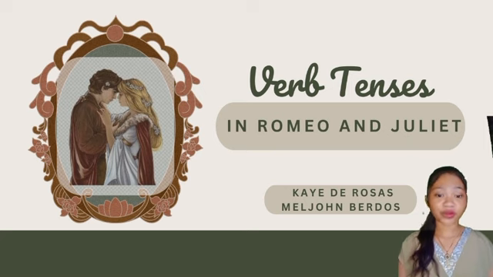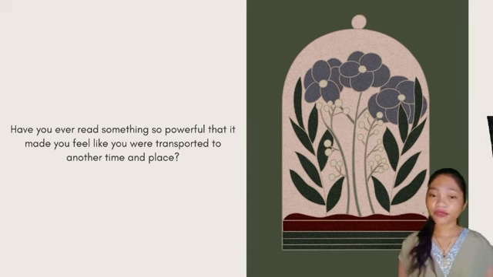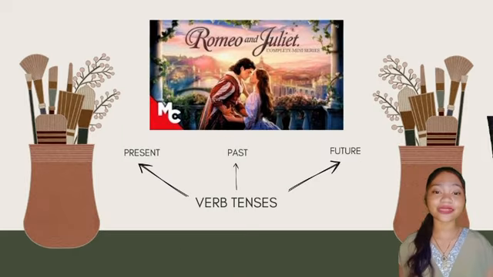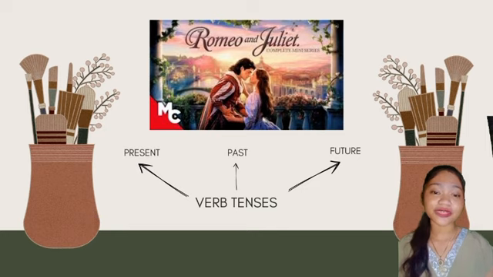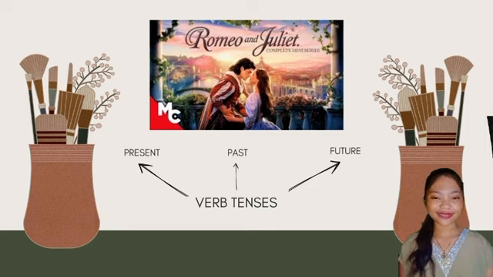Let me start with one question. Have you ever read something so powerful that it made you feel like you were transported to another time and place? That is the magic of literature. Writers use words not just to tell a story, but to paint vivid pictures of the past, present, and even the future. One of the tools they use to do this is what we call verb tenses.